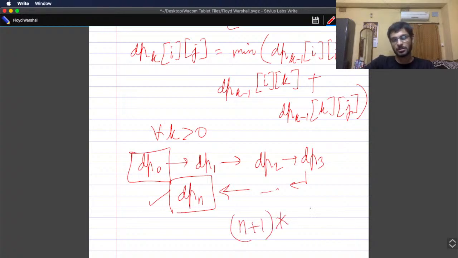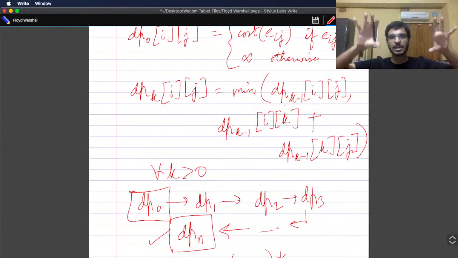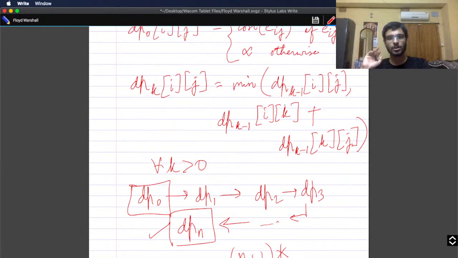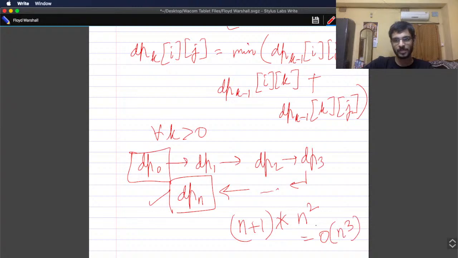So for all these values, what is the computation time? Can you see that this is order 1? You are fetching 2 or 3 values and doing some small computation on them. So for every cell, you are computing only once. How many cells are there? N square. So for every cell, you are doing order 1 computation and there are n square cells. So this is basically going to be order n cube total computation. Make sense? This is the time complexity of Floyd Warshall.